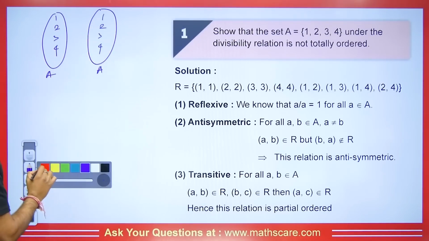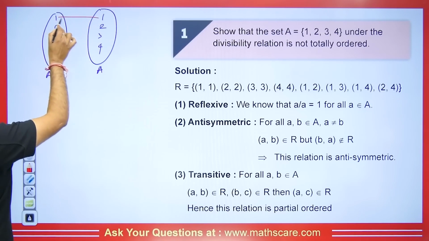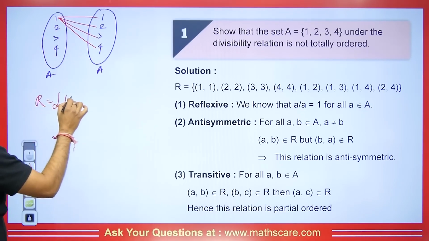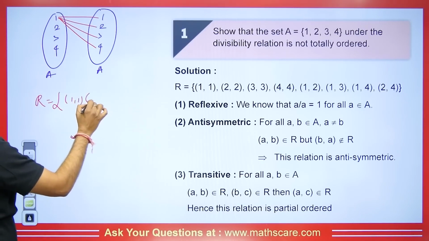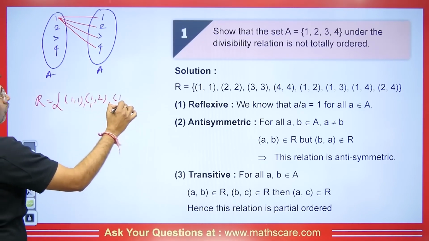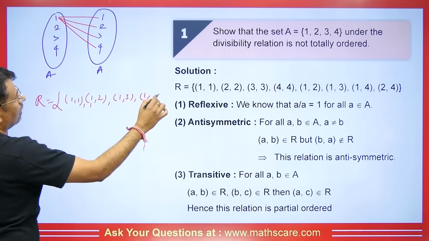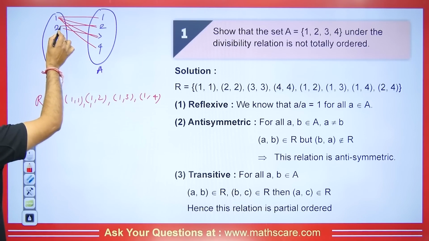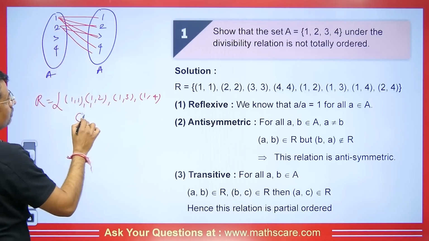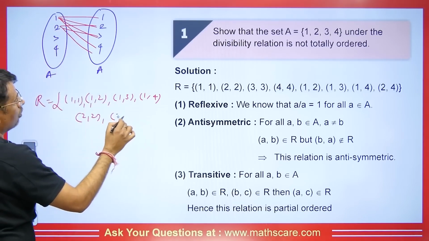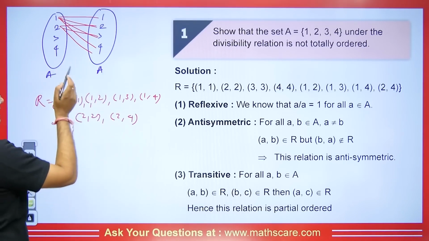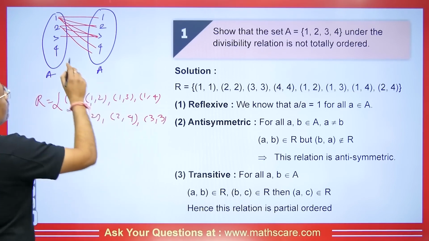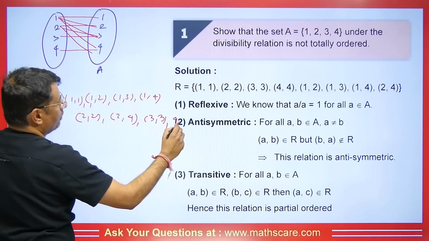Now let's see what divides what. 1 divides 1, 1 divides 2, 1 divides 3, 1 divides 4. In the relation we will write (1,1), (1,2), (1,3), (1,4). Next, 2 divides 2 and 2 divides 4, but 2 doesn't divide 3. Here we will have (2,2), (2,4), but not (2,3), as 2 does not divide 3. Now 3 divides 3, so we add (3,3). Then 4 is divided by 4, so (4,4) will come.